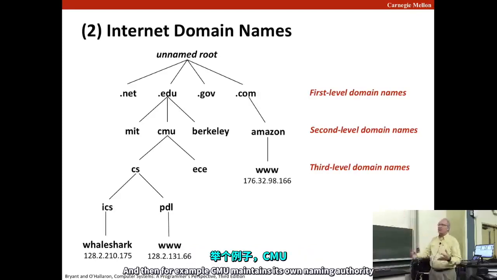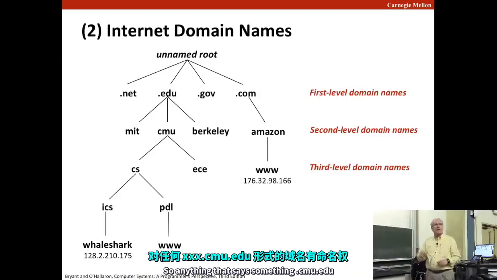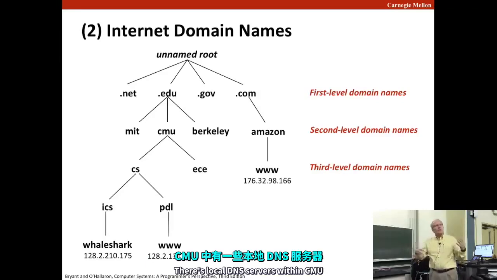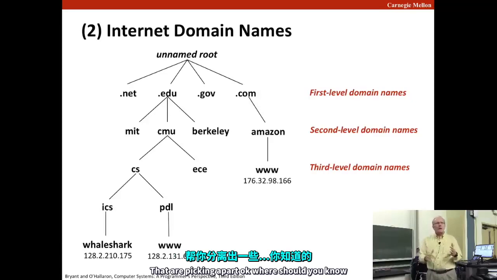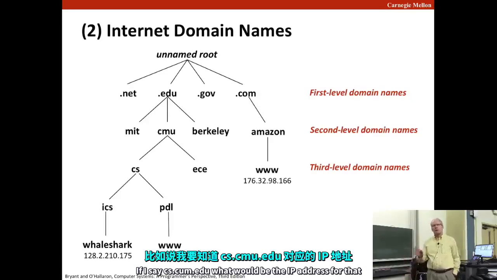And then, for example, CMU maintains its own naming authority. So anything that says something.cmu.edu, there's local DNS servers within CMU that are picking apart, okay, if I say cs.cmu.edu, what would be the IP address for that.